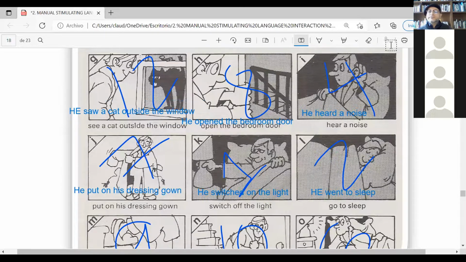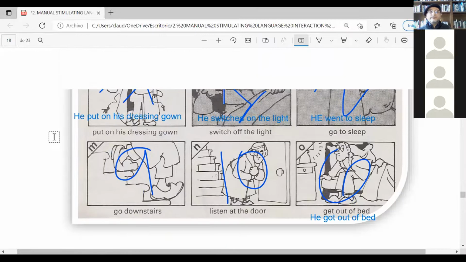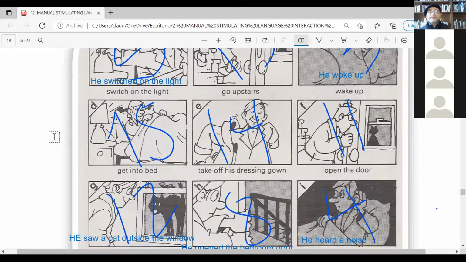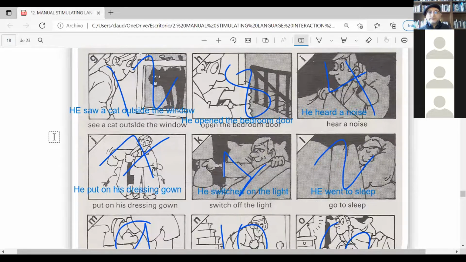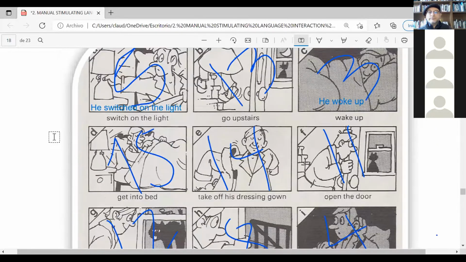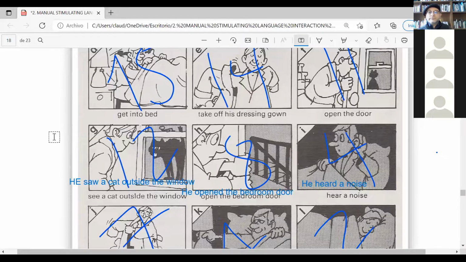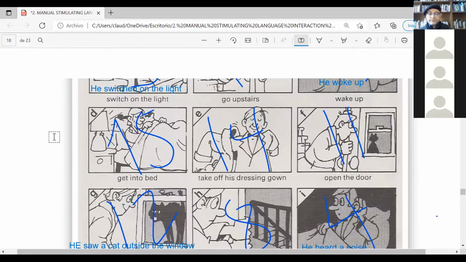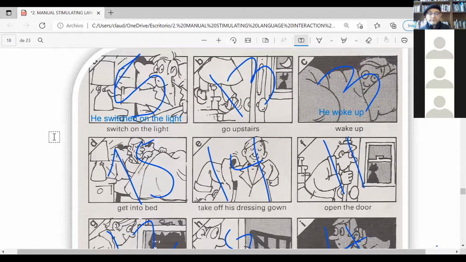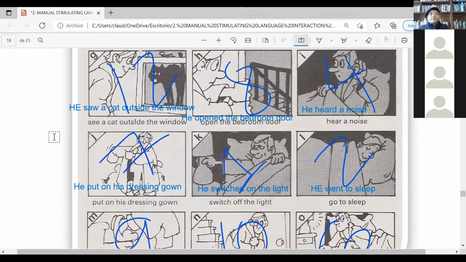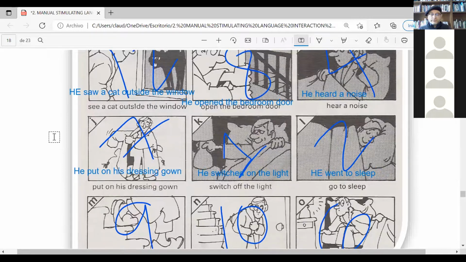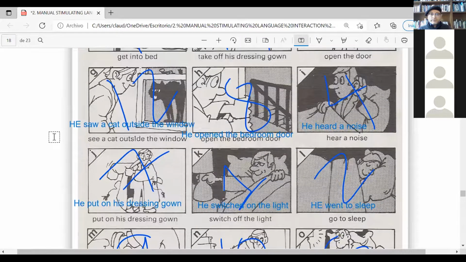Okay, so first we thought that number 1 is he's switching the light to sleep. Then he woke up. Number 4, he heard a noise. And number 5, he switched on the light. And 6, he got out of bed. 7, he put on his dressing gown. 8, he opened the bedroom door.